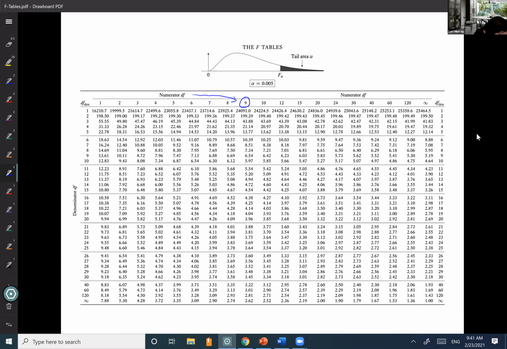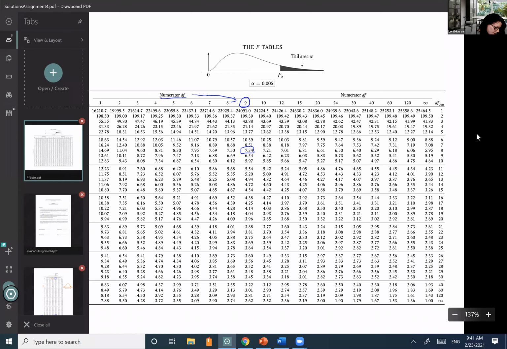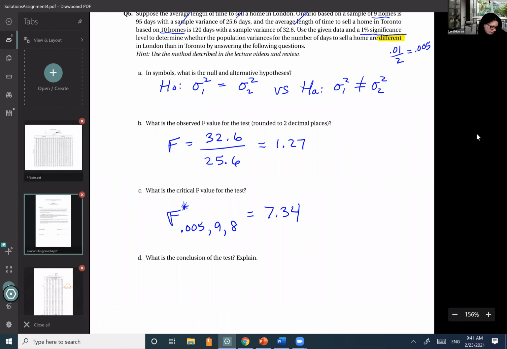And then cross-tabulate that with 8 degrees of freedom. That's the denominator. And then here we have numerator. Cross those over and we should get 7.34. That's it. So these tests are quick. You don't need to worry about a p-value or anything. You're just going to compare the observed value with the table value and it's done. So that is the value, 7.34.